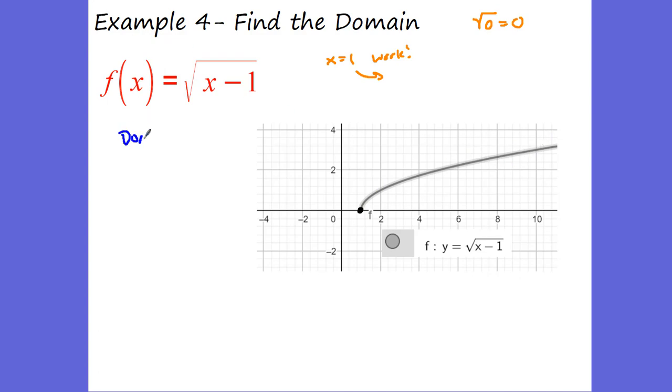What would be your domain? You cannot be anything less than 1, but you can be 1, so we're going to put that in a bracket. We can be 1, and we can go all the way to infinity as well. Okay, so the reason we use a bracket here instead of a parenthesis is we can be 1. 1 minus 1 is 0. The square root of 0 is 0. That is an allowable number, but anything less than that is not.